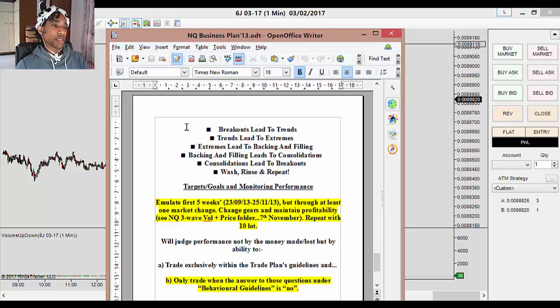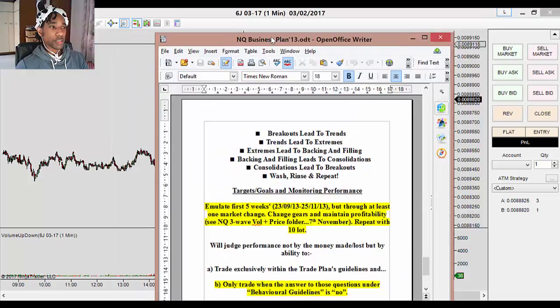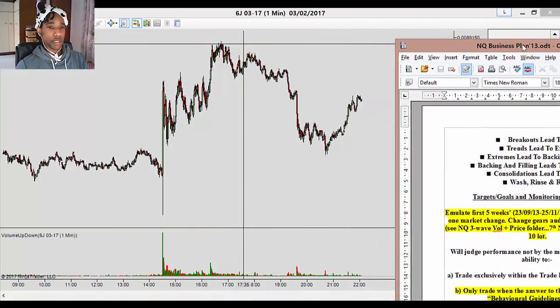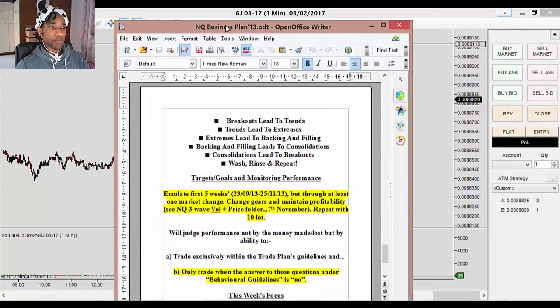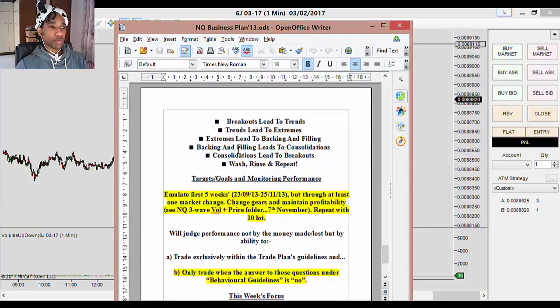And this really resonated with me, which is the way markets move. It's quite simple. Breakouts lead to trends, trends lead to extremes, extremes lead to backing and filling, backing and filling leads to consolidations, and then consolidations lead to breakouts, and you wash, rinse, and repeat. So let's have a look at that visually to see what that means in a chart. I'll read these out again as we move through the various phases while I show you on a chart.